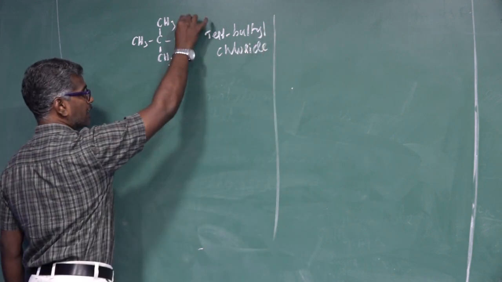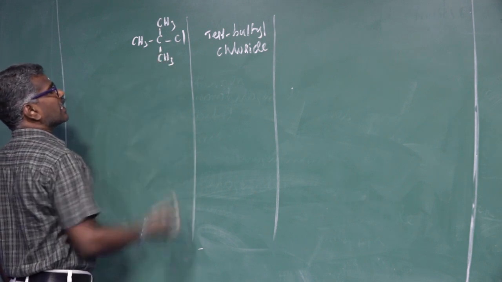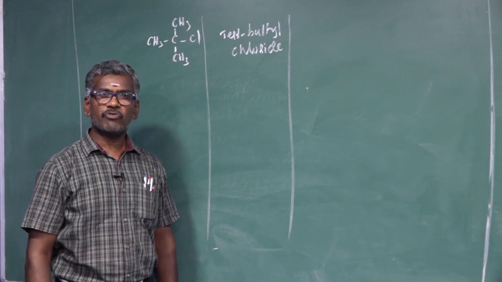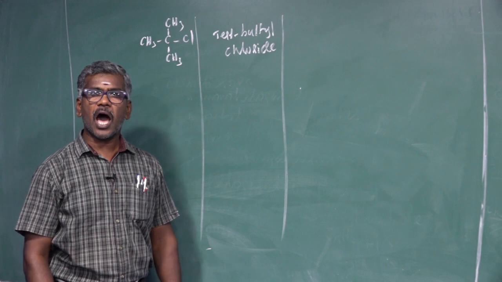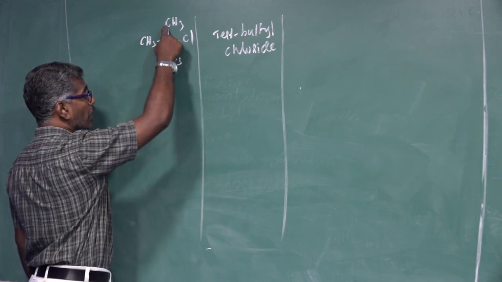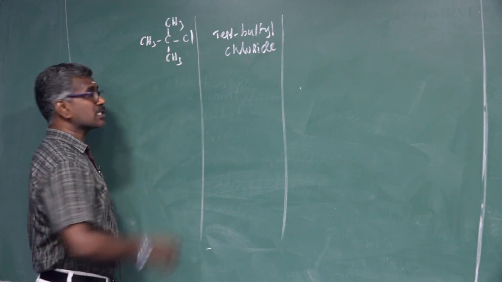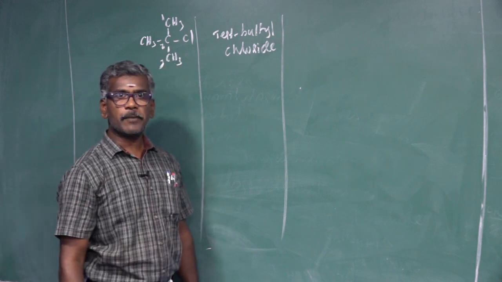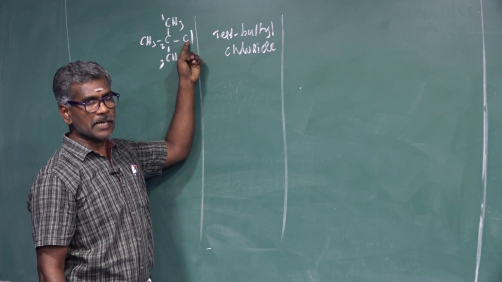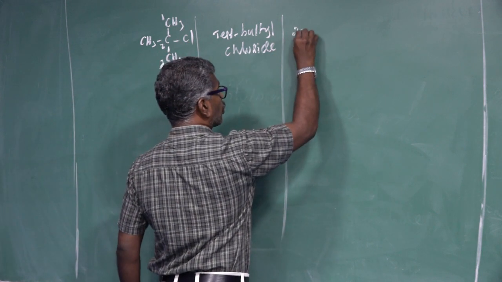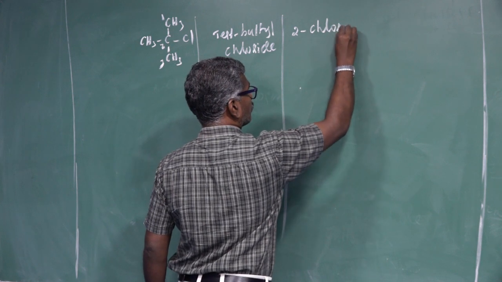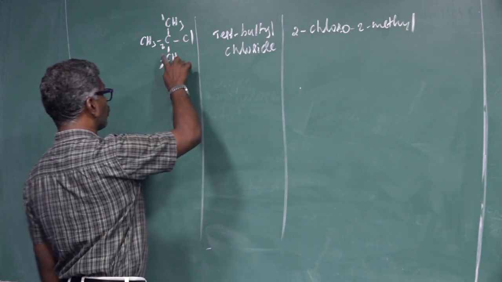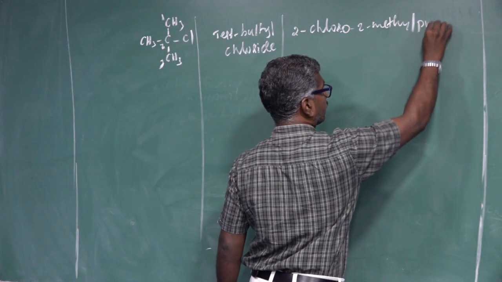Another one is neopentyl. How to give the number? What is the rule? First, select the longest carbon chain: 1, 2, 3. Which one is the longest? 1, 2, 3. In the second position, there is a methyl group as a substituent. So 2-chloro, 2-methyl, remaining carbons 1, 2, 3, 3 carbons, propane.